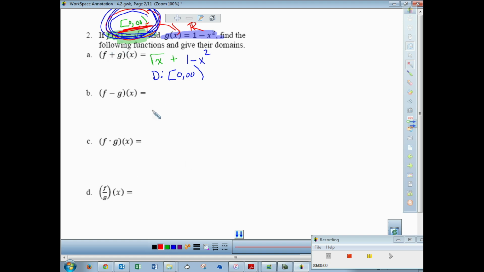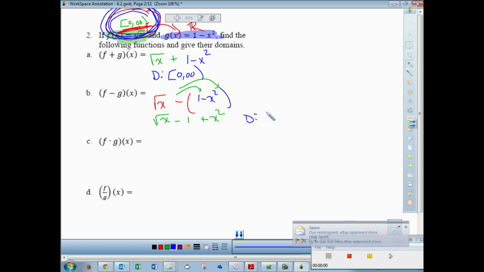Subtract them, same concept, square root of x minus that whole quantity of 1 minus x squared. And then that'd be the square root of x minus 1 plus x squared when you distribute the negative through. Only allowed to use from 0 to infinity because this guy was restricted already. Nothing else came into play, so the domain is still from 0 to infinity.